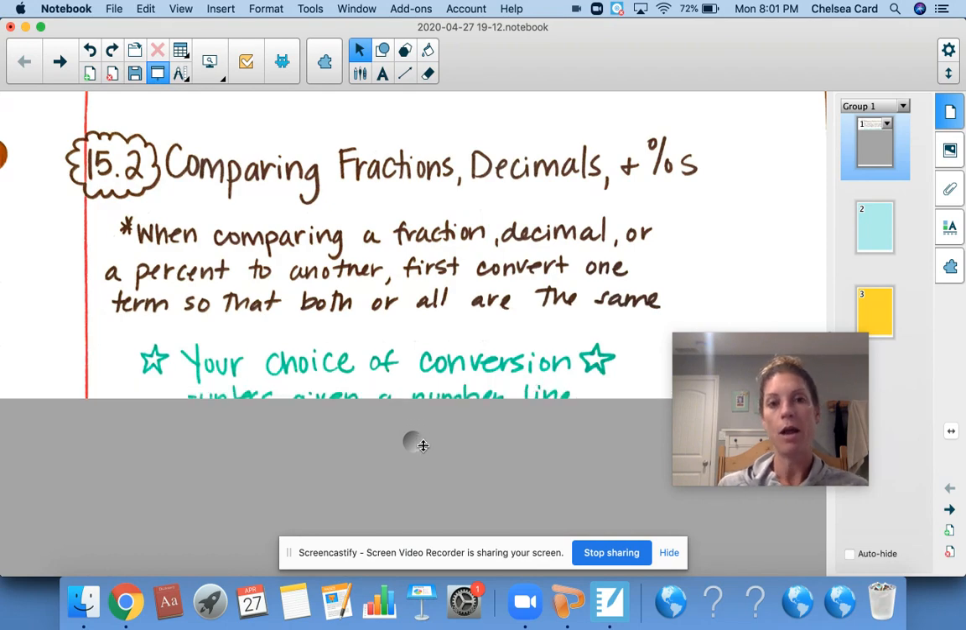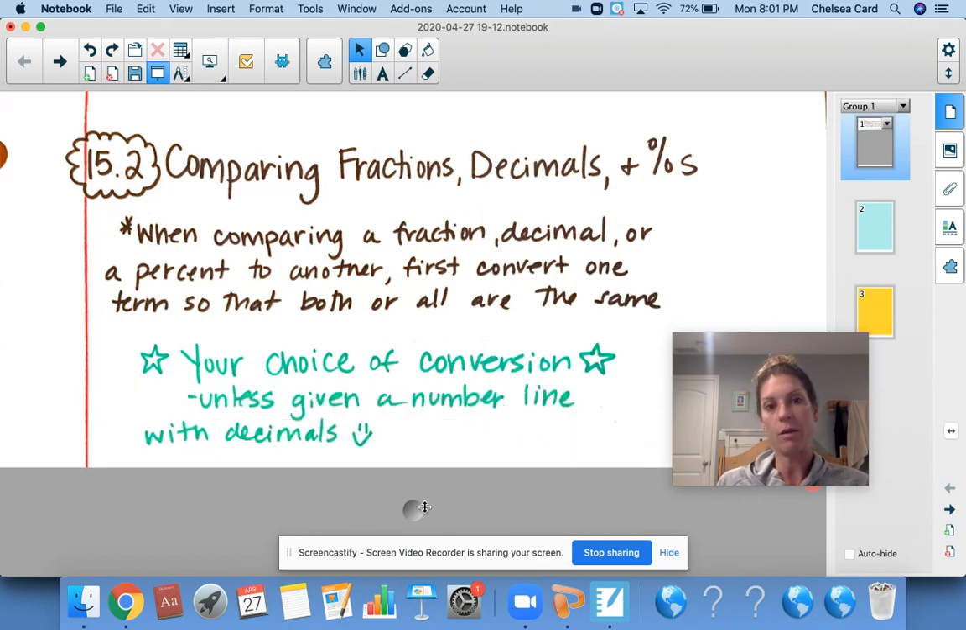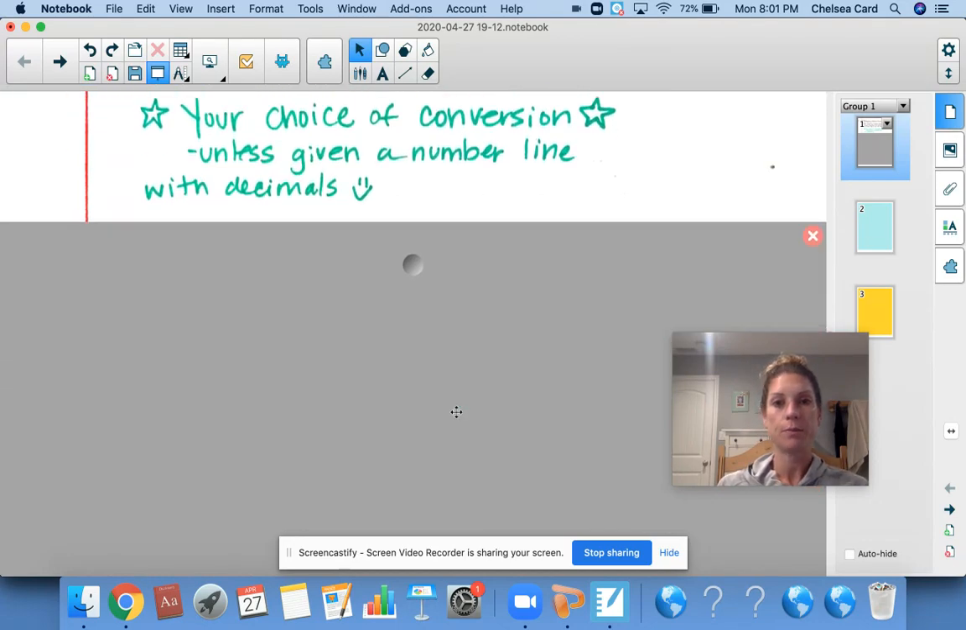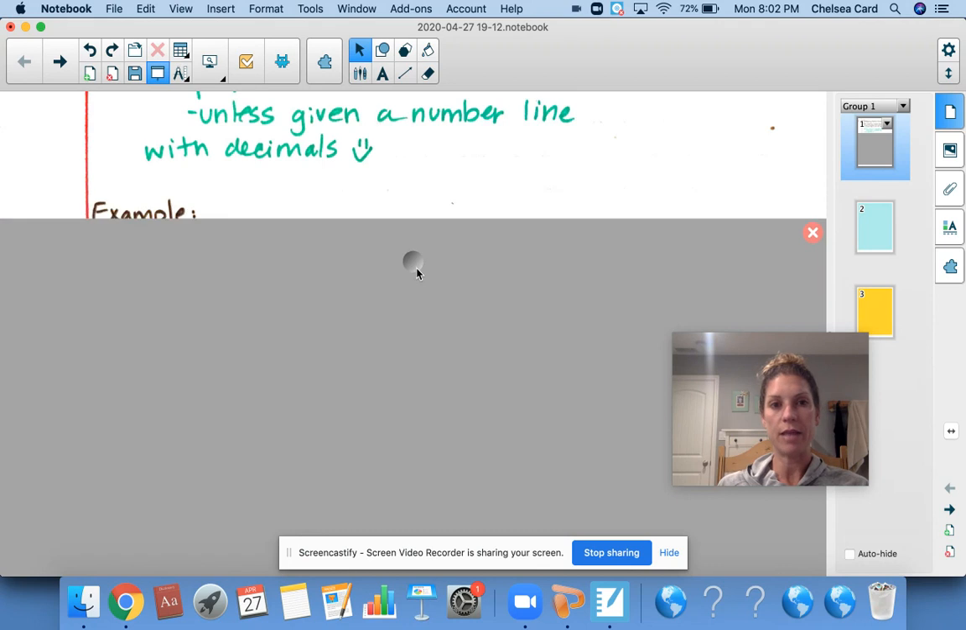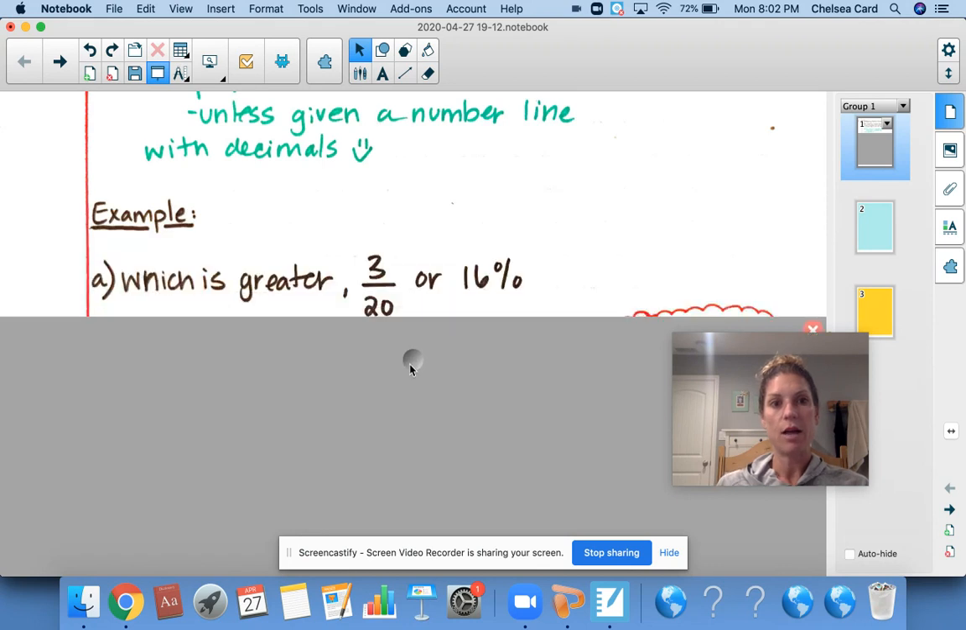Okay. So unless they give you a number line with decimals or percents or fractions, then you can choose whichever one you want, because the big part of this is just being able to establish which of the two or which of the three values is the greatest. Okay. So having said that, let's look at this.